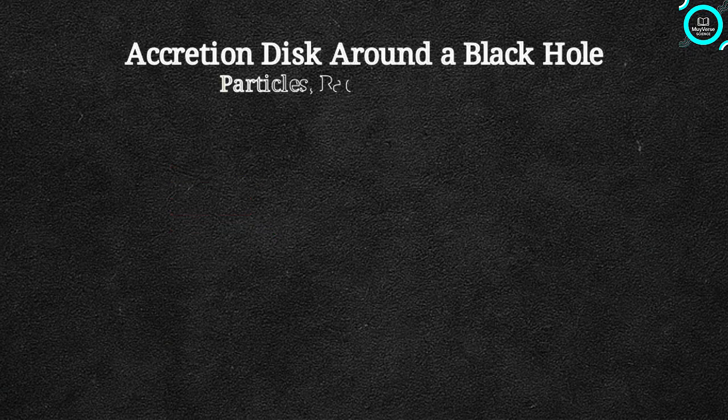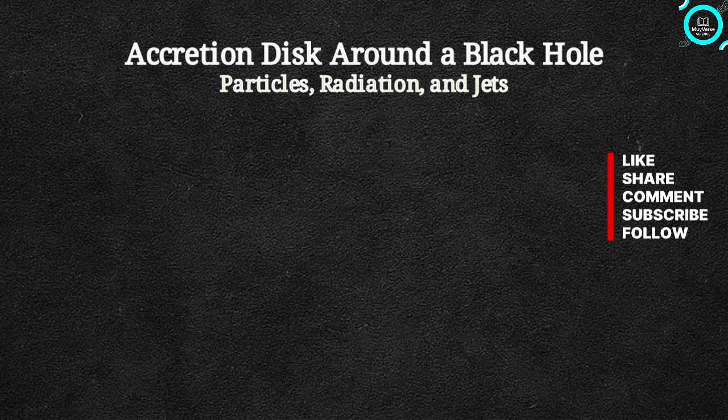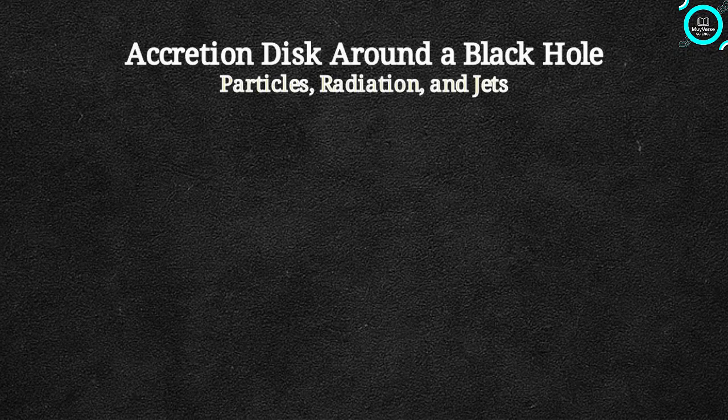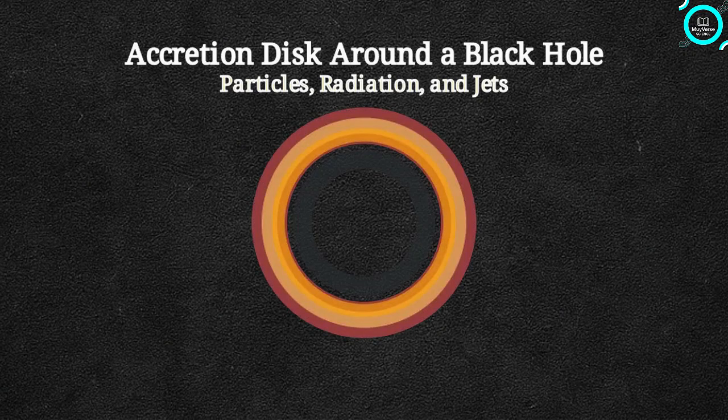Next, we'll visualize a black hole with a bright, fast-spinning accretion disk. We'll see hot particles collide, emit radiation, and powerful jets shooting from the poles. Let's build the scene step by step. First, place the black hole in the center. Next, add a glowing accretion disk.